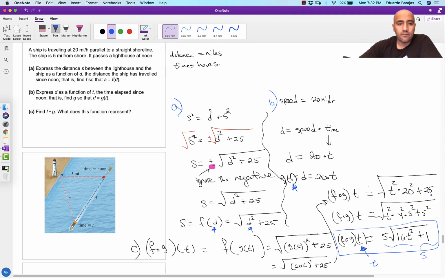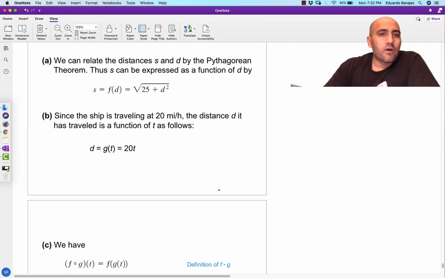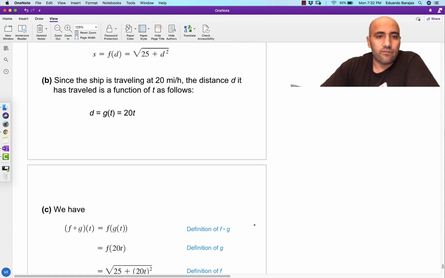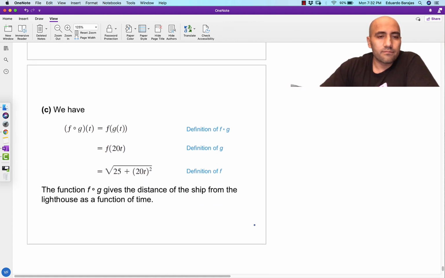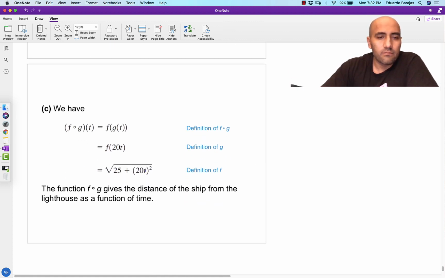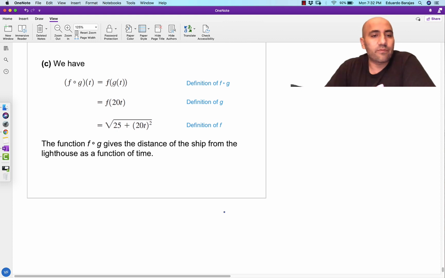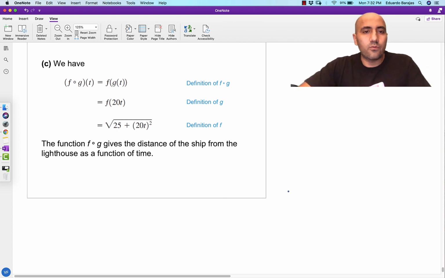Let's see what the author did. Okay, we can write this as s by the Pythagorean theorem. So d squared, that's the same thing I got, since the ship is traveling. Yep, same thing, except I simplified this by factoring out a little bit more, but you can just leave it like that as well. It gives the distance of the ship from the lighthouse as a function of time. Okay, good. So that should be enough to be able to work on your homework from this section. Let me know if you have any questions.